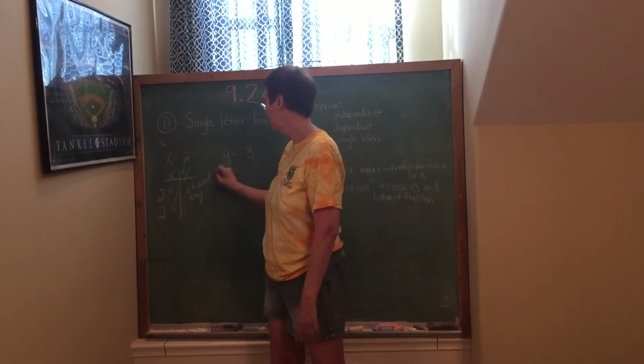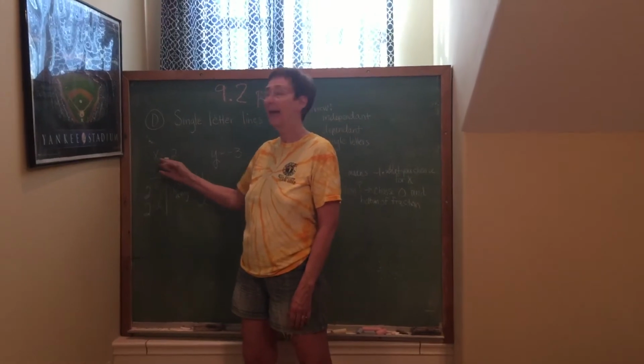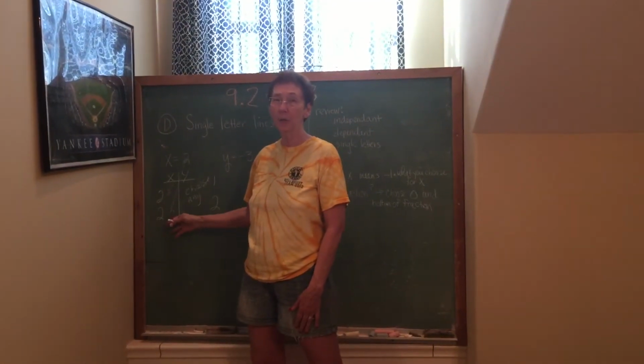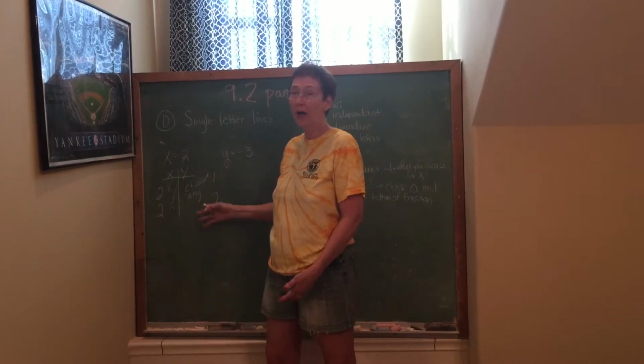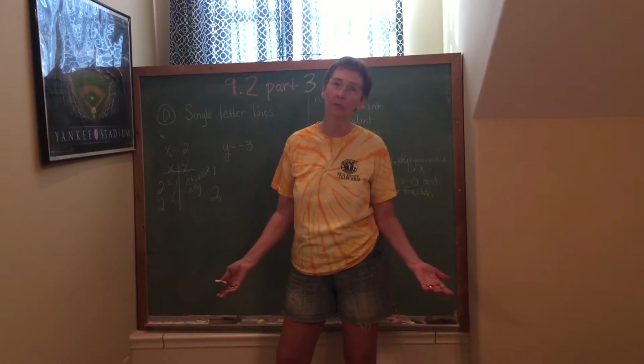So I'm going to choose 1 and 2. Okay? So whatever it says that X is, you put that down twice. And then whatever for Y, just pick any two numbers you want to. You can choose 1 and 2 every single time if you want to.